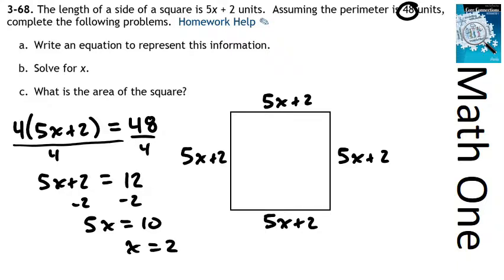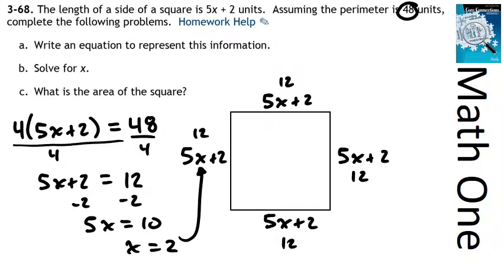So x is 2. And then it says, okay, solve for x. And then finally it says, what is the area of the square? Well, if x is 2, that's going to allow me to figure out what the side length is. If I plug that 2 in there, I get that each side is 12 units long. Right, so it's 12, 12, 5 times 2 is 10, plus 2 is 12. So all the sides are 12 units long. So the area would be 12 times 12, right?